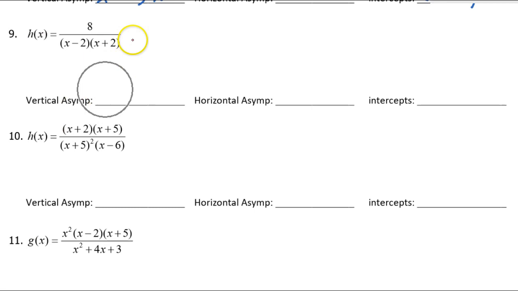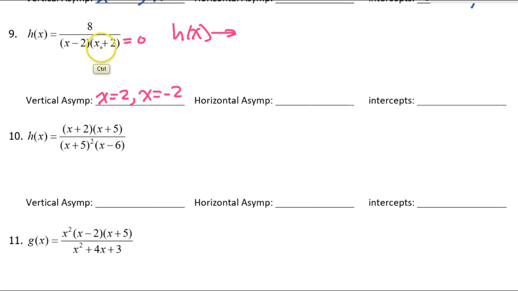All right, number 9. The vertical asymptotes come from setting the denominator equal to 0. So that's going to give me x is equal to 2 and x is equal to negative 2. All right, the horizontal asymptote comes from the end behavior. So what happens to h of x as x gets bigger and bigger? Well, the negative 2 and the positive 2 will quickly become insignificant. So that's going to give me 8 over x squared.